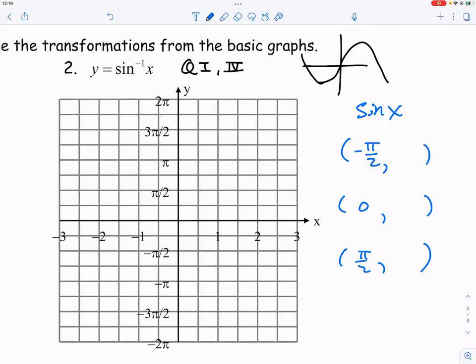So what's sine of negative pi over 2? Sine of negative pi over 2 is negative 1. Sine 0 is 0. And sine of pi over 2 is 1. So again, know the unit circle values so that you know what I'm doing, so that you know what you're doing. If not, it's going to be very foggy. So go ahead, plot these points.